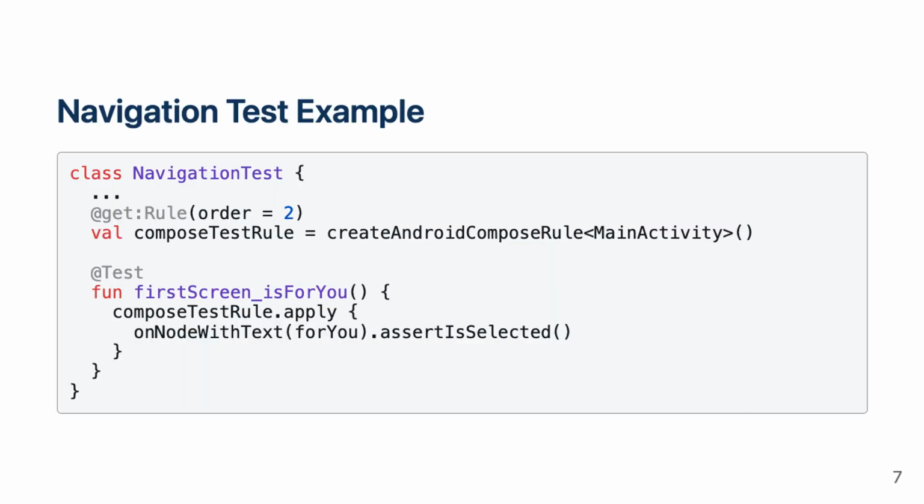Let's look at an actual navigation test example. We'll use the main activity and create a compose test rule. This activity is the entry point of the app. It uses the navigation component to achieve transitions between screens. In the test example, we are checking if the For You screen is selected on the first launch.